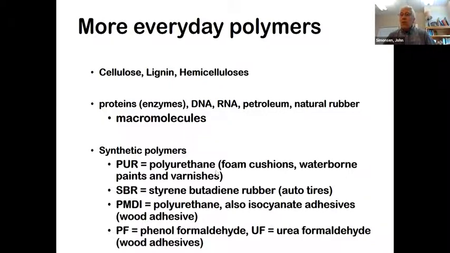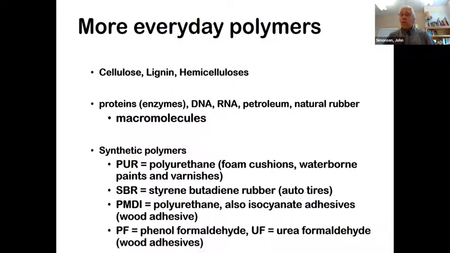And other types of synthetic polymers are polyurethane, abbreviated PUR, foam cushions, et cetera. PMDI says polyurethane, and there's some polyurethane in it, but it's not really polyurethane, it's polyurea. So I need to change this. So this is polyurea, and that's what isocyanate adhesives are made out of. We're going to cover that.